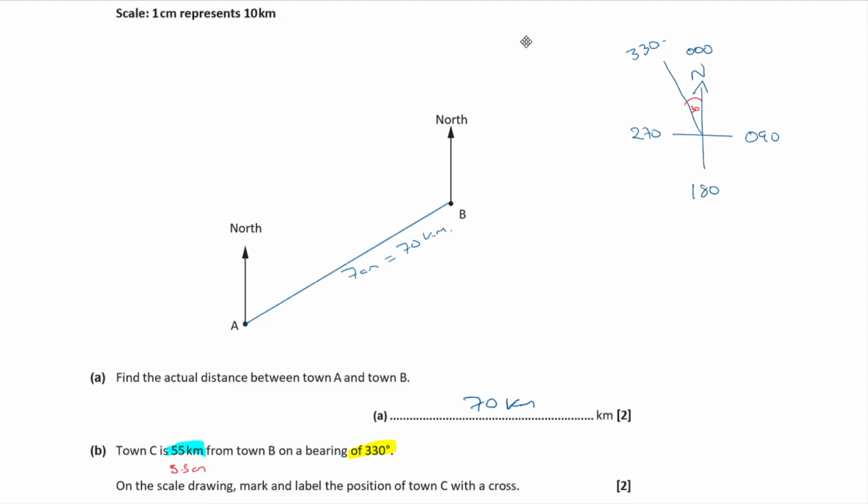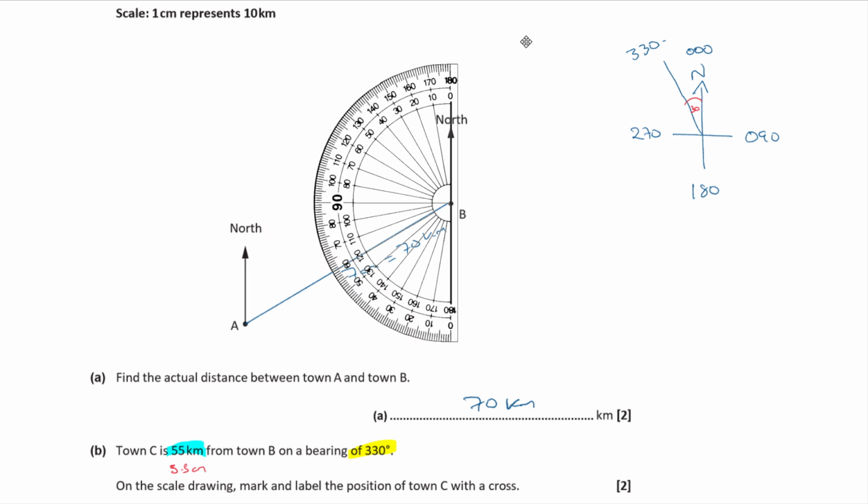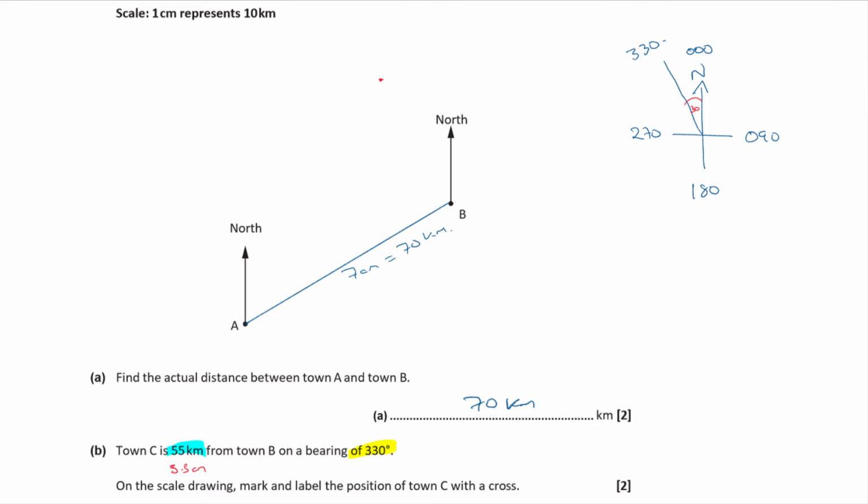Okay, so what I'm going to do is I'm going to put my protractor on the north line, centered at B, but the opposite way round, and I'm going to measure a 30-degree angle from there. Okay, I think it's about there. So I don't know if you can see that little dot. Let me just make it a bit bigger. That's the dot I measured at the end of my protractor.